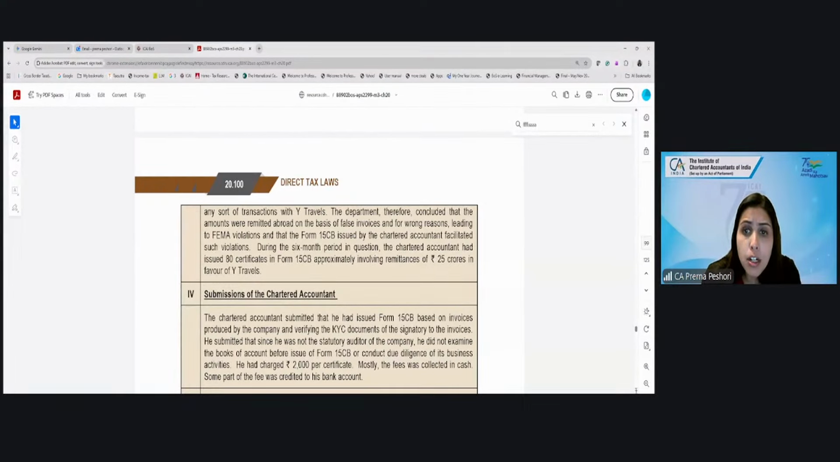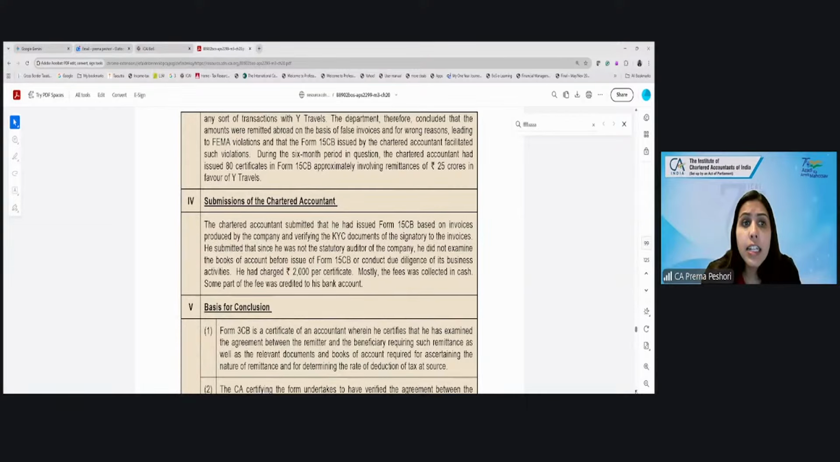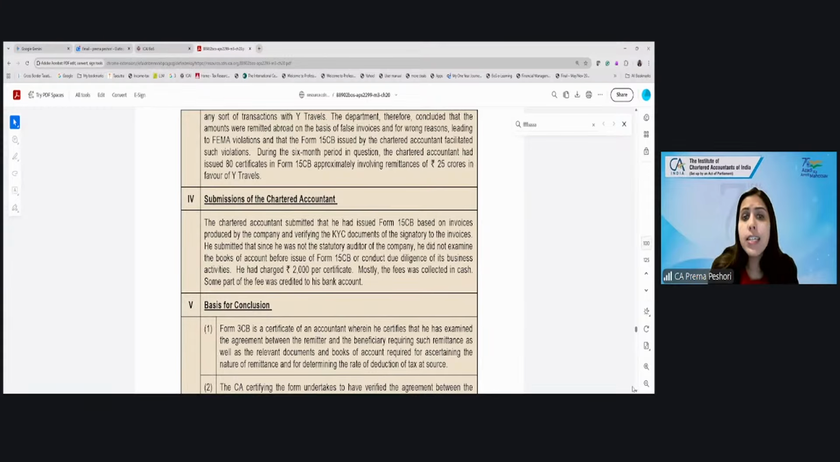The department therefore concluded that the amounts were remitted abroad on the basis of false invoices and for wrong reasons, leading to FEMA violations, and that the 15CB issued by the CA facilitated such violations. During the 6-month period in question, the CA had issued 80 certificates in Form 15CB, involving remittances of more than 25 crores in favor of Y Travel. Now, the CA submitted that he issued the 15CB based on invoices produced by the company, verifying the KYC document of the signatory to the invoices.